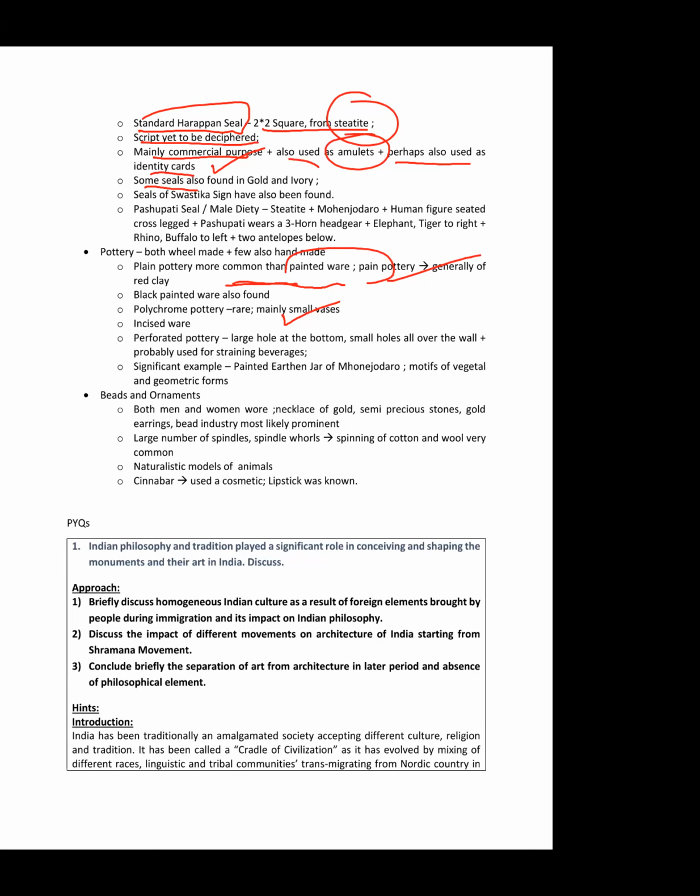Some seals have also been found in gold and ivory. Seals with the swastik sign have also been found. The most prominent seal is the Pashupathi seal, right? Made of steatite in Mohenjo-daro.